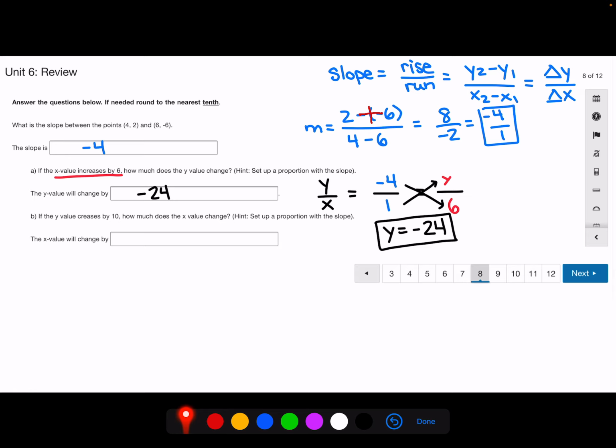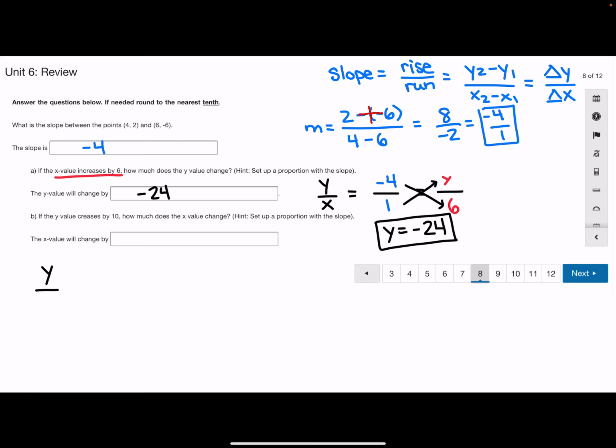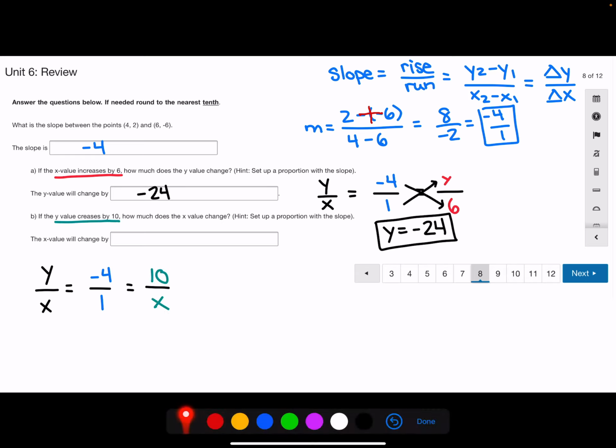Let's try out letter B. If the y value this time increases by 10, how much does the x value change? So again, this time we're setting up the same proportion, but this time we're switching these. So we'll have negative 4 over 1 equals 10 over x. Again, the y value is increasing by 10, so y will be replaced with 10.